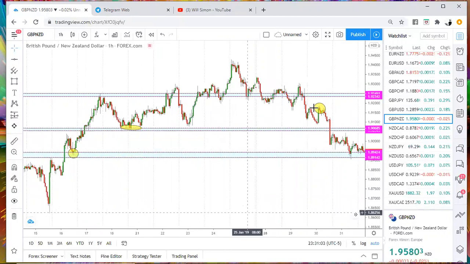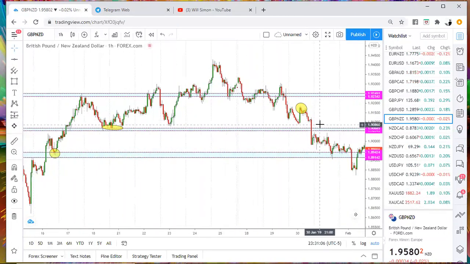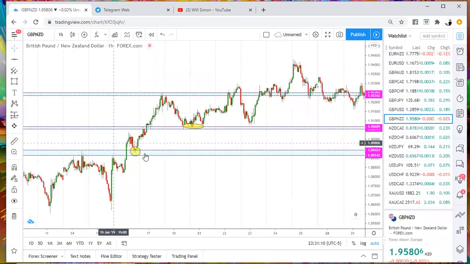So the next thing I want to do is the downtrend, right? So we see price as a ceiling, floor.